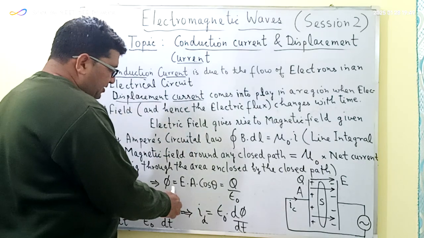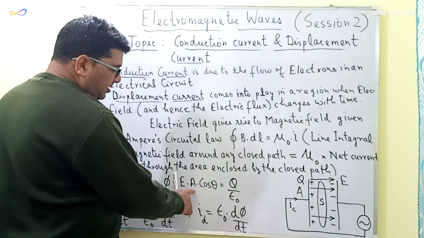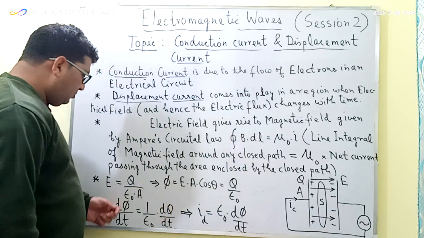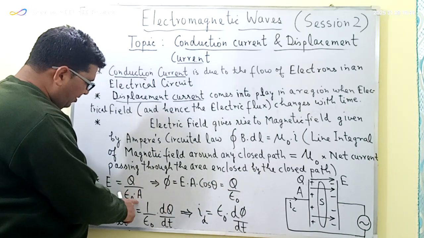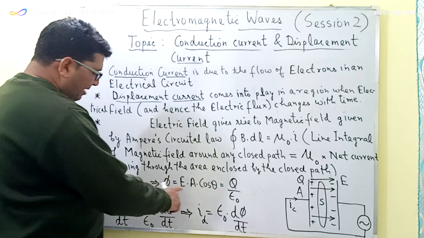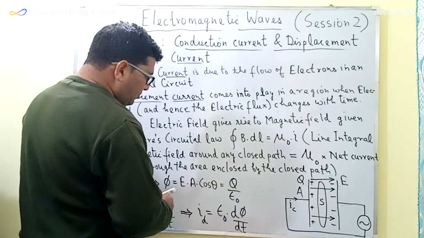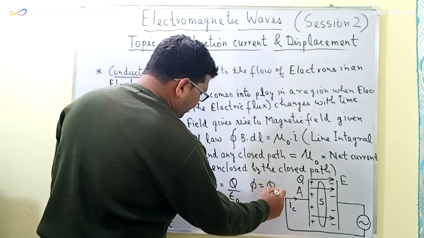So phi, that is the flux passing through the surface S, will be equal to EA, and EA will be equal to Q upon epsilon naught because E is equal to Q upon epsilon naught A. If I substitute the value of E as Q upon epsilon naught A, I will get the flux equal to Q upon epsilon naught.